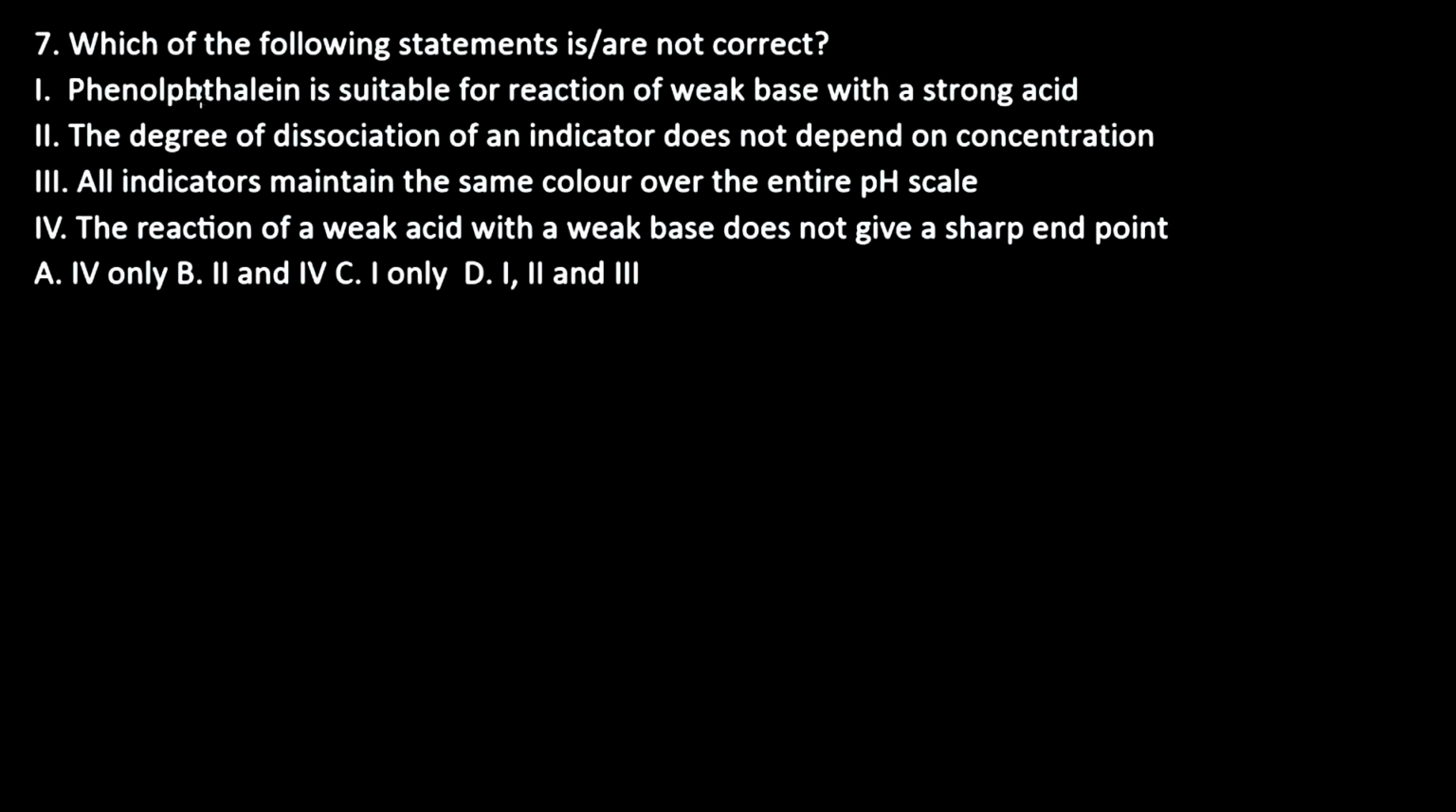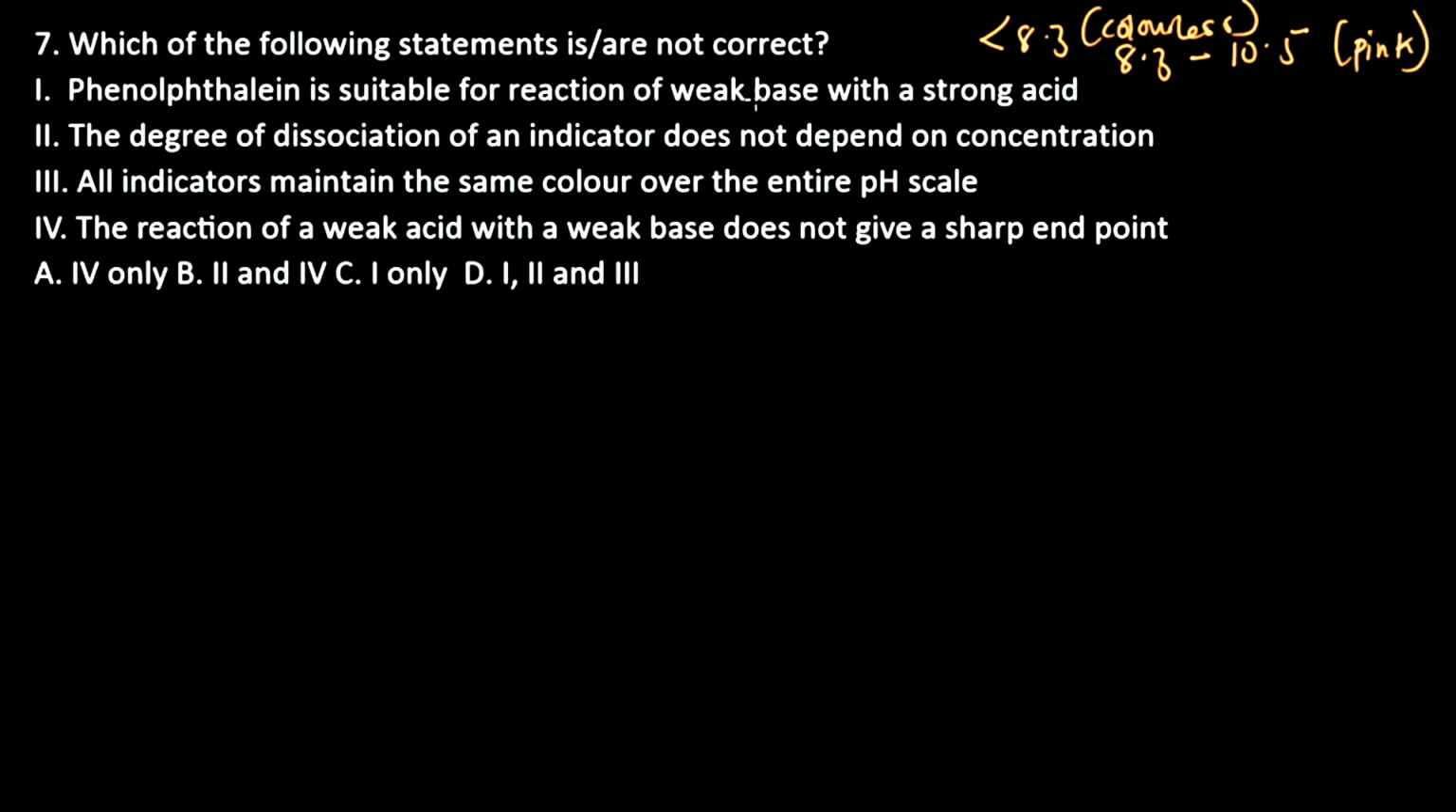Alright, so let's look at this question. Which of the following statements is or are not correct? So phenolphthalein is suitable for reaction of weak bases and strong acid. Basically, phenolphthalein works best in alkaline condition, around 8.3 to 10.5, and it's pink in color in this range. It is colorless when the pH is less than 8.3, right? So this statement that phenolphthalein is suitable for a reaction of weak base with strong acid.